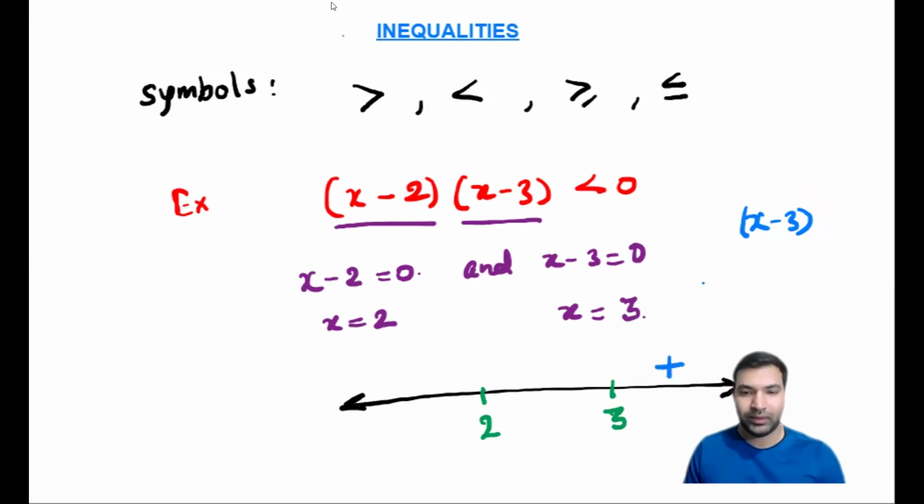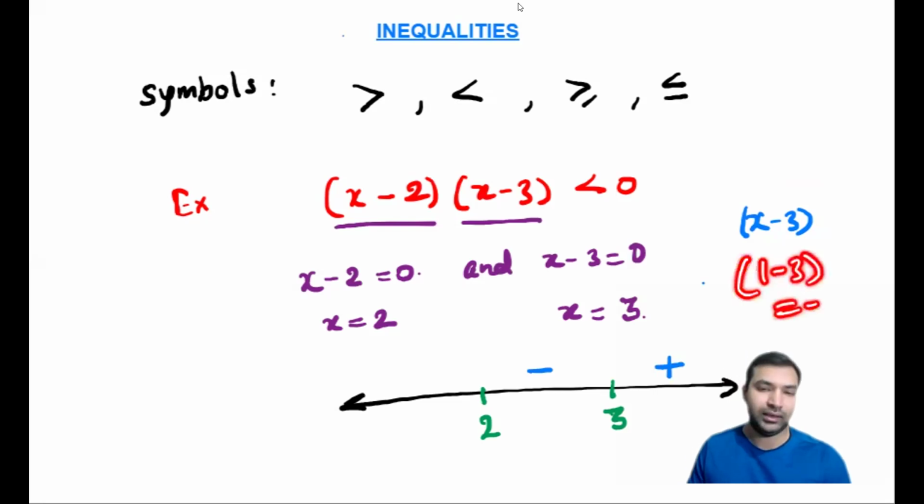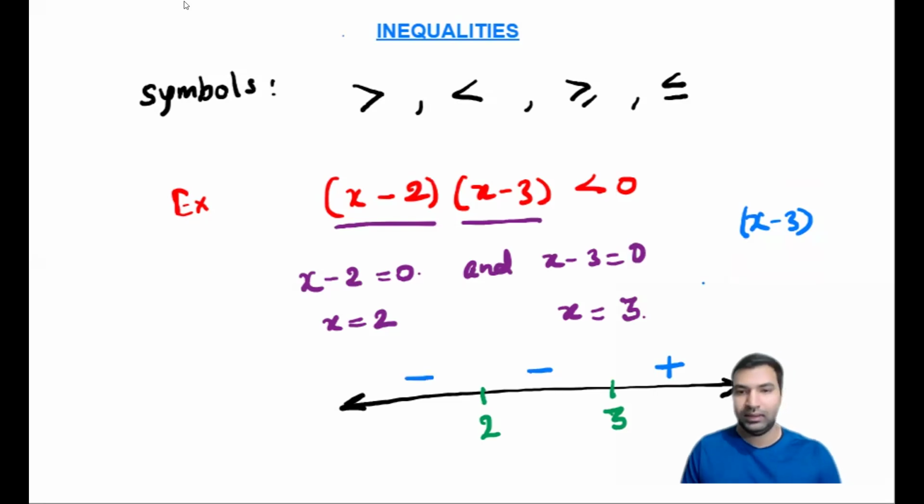What about between 2 and 3? Let's suppose I take 2.5. So 2.5 minus 3 will eventually give me negative 0.5. So what is negative 0.5? Isn't it negative? Right. So I'll put a minus sign over here. Now something lesser than 2, you can take any value. Let's suppose I take 1. If I choose 1 and plug in 1 minus 3, I'll basically get negative, isn't it? So here also I'll put the same sign, which is negative. I'm just talking about the sign of this x minus 3. So now we are done with x minus 3.